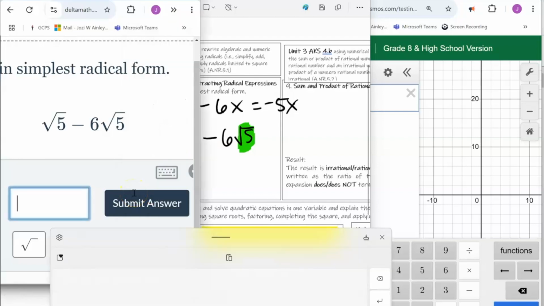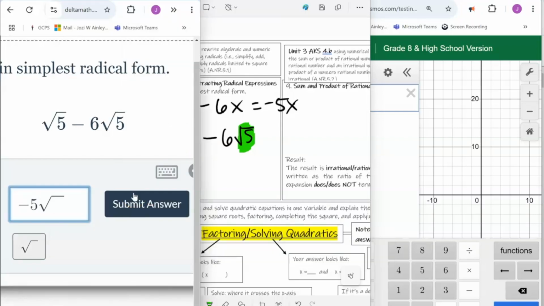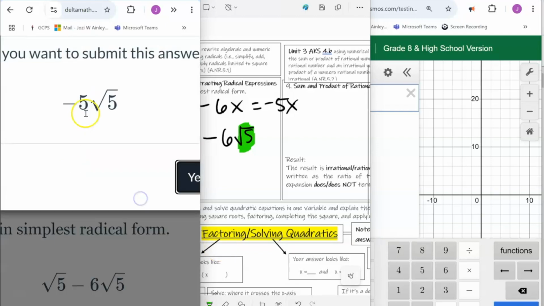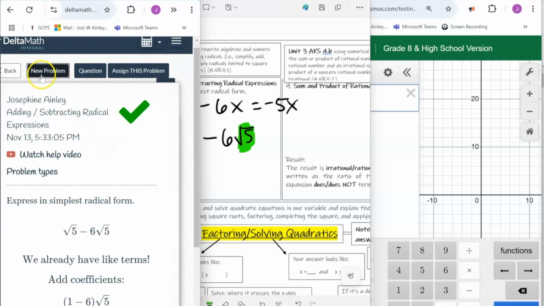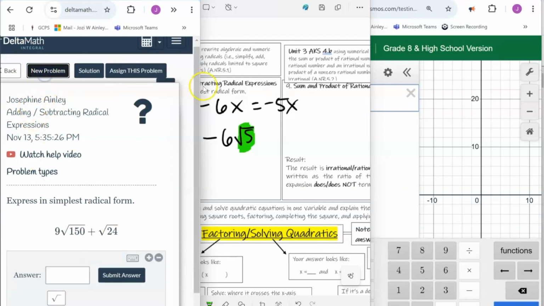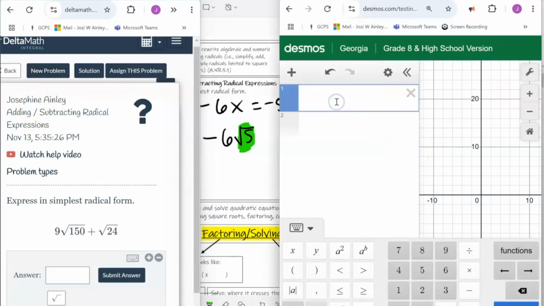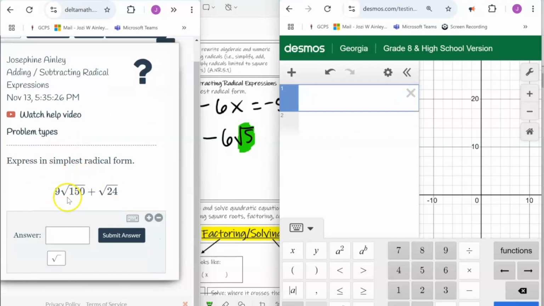So this one is negative 5 radical 5. If the radicals are already the same, just go ahead and pretend it's an x and combine it like you normally would. You can even put that in the calculator. Put in 1 minus 6, and it'll tell you it's negative 5, and then just put the radicand. All right, so now let's get to one where you have to simplify.